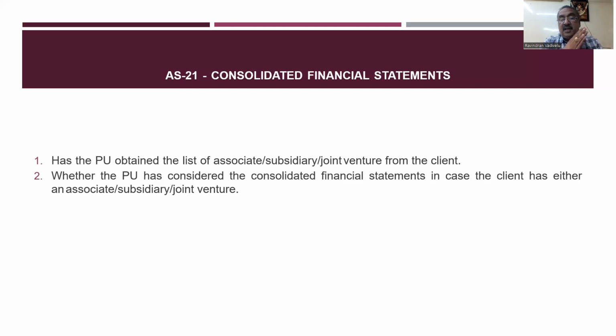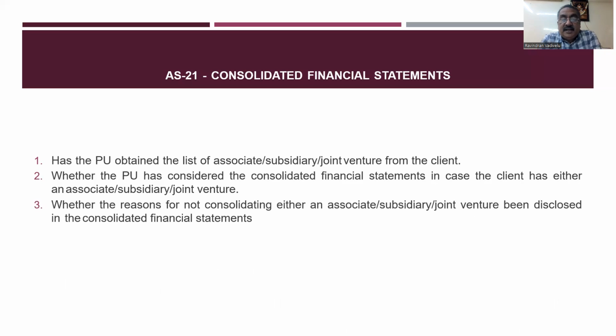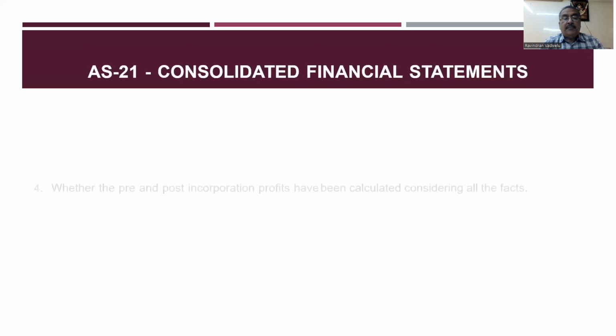So when they prepare the consolidated financial statements, the details have to be given. The reasons for non-consolidating either associates or subsidiaries have to be disclosed in the consolidated financial statements. So point number 2 says you have to obtain the details of the associate. In case you are not doing the consolidated financial statements of associate, subsidiary, and joint venture, then you have to give the reason why you have not considered them.